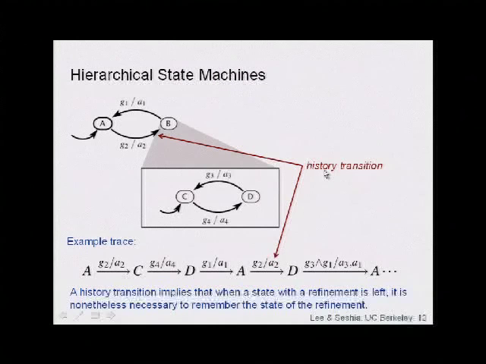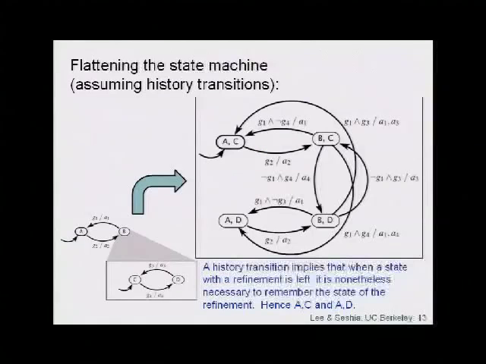And so this transition going from D to A when G3 and G1 are both true, this is effectively modeled like this, right? This is this transition in the flattened state machine. But remember, it goes back to state AC rather than AD, right? And that's modeling the fact that the internal transition happened from D to C.